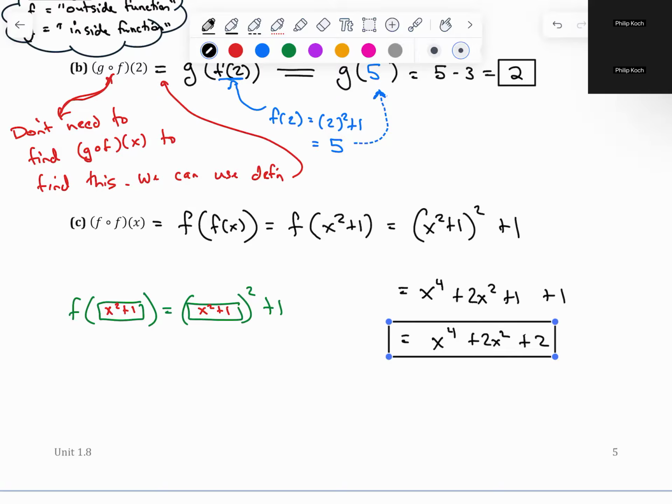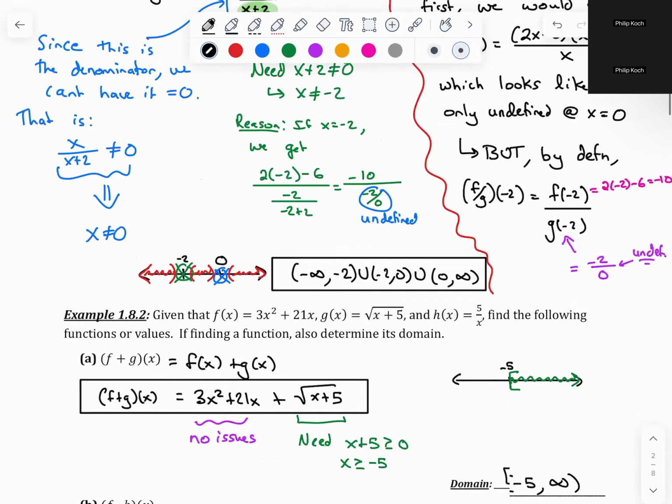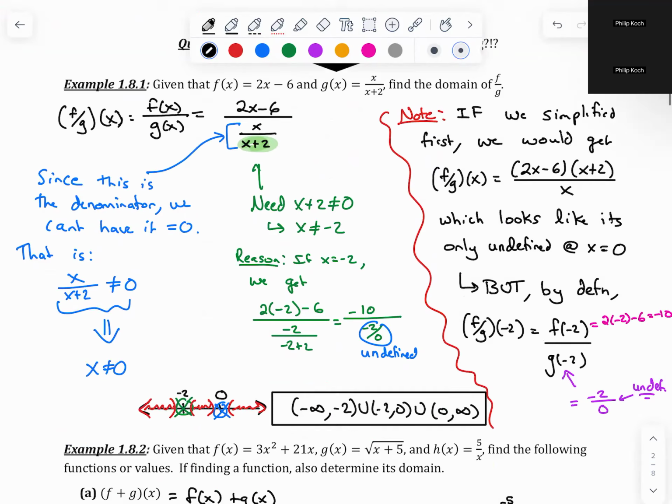Now, once we finish writing this, I want to go back to that one case where we were talking about simplification, whether we should do it first or second, because there's an important concept there that plays a role in this situation, because we're about to talk about how to find the domain of a composition function.